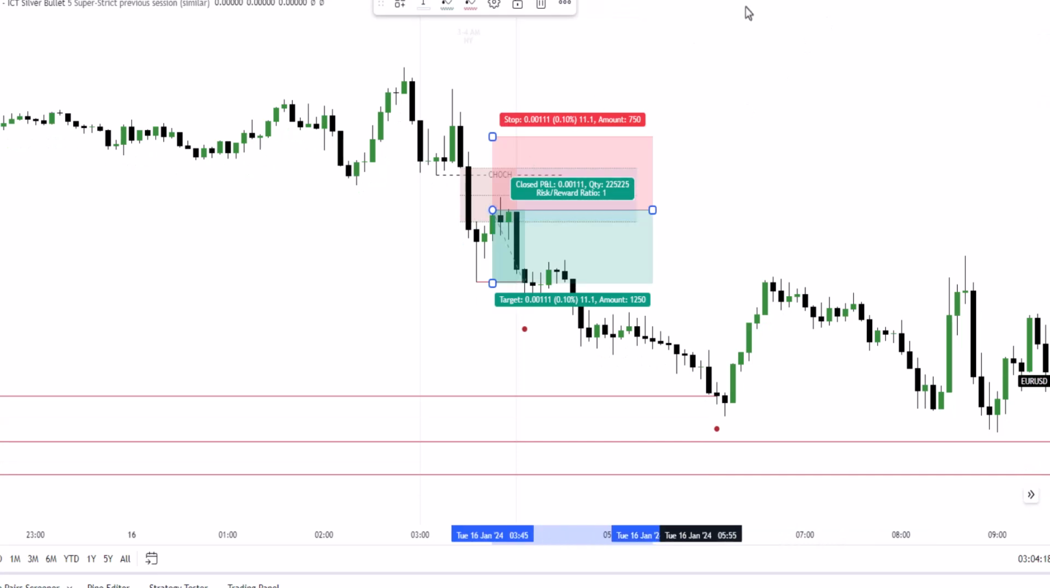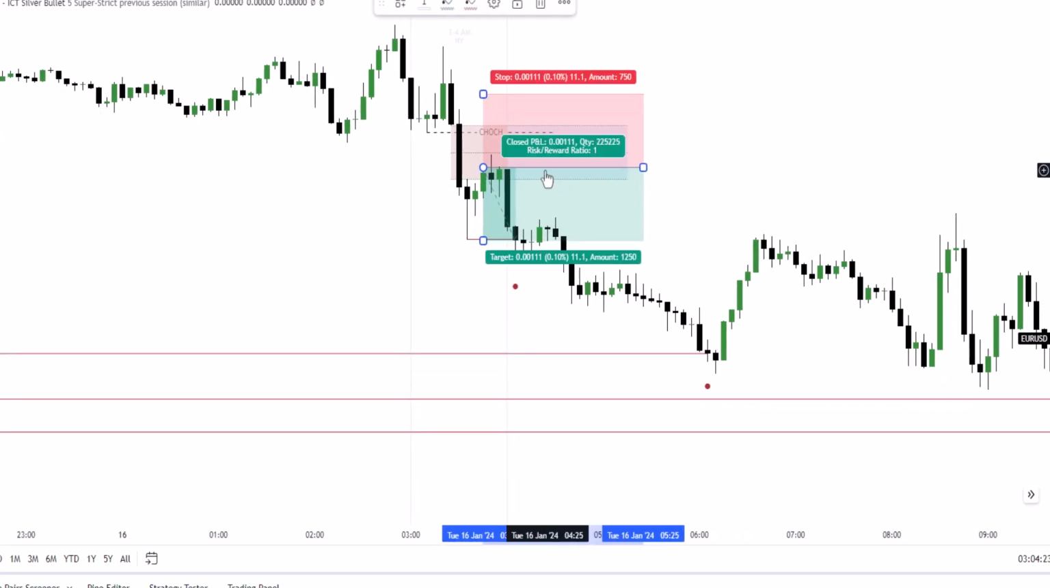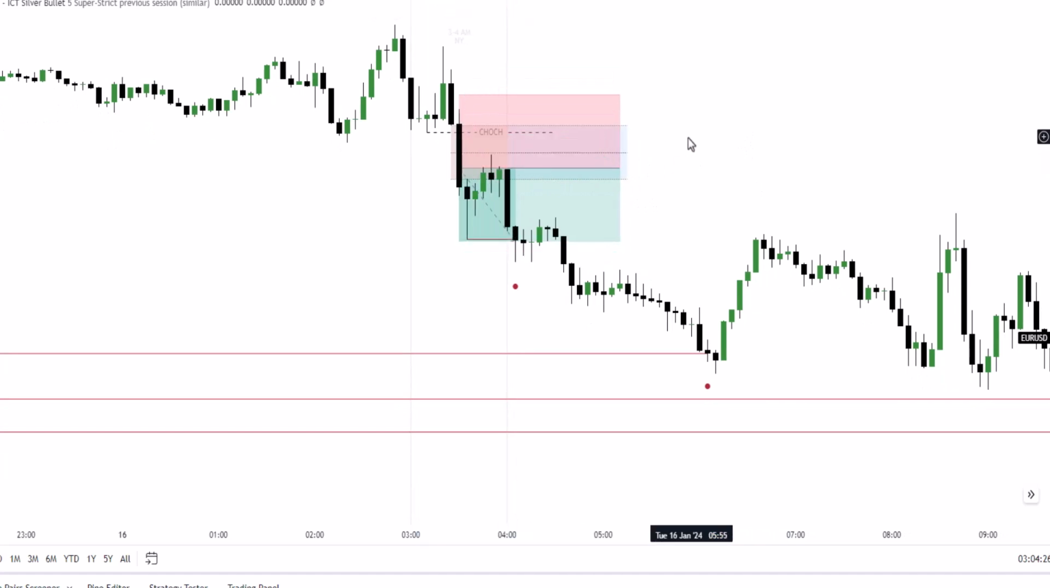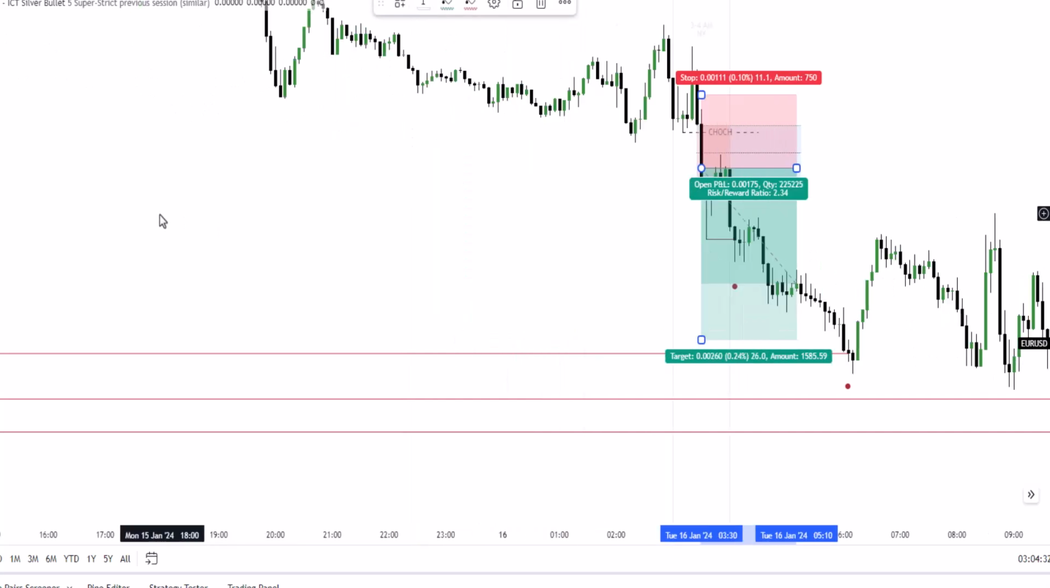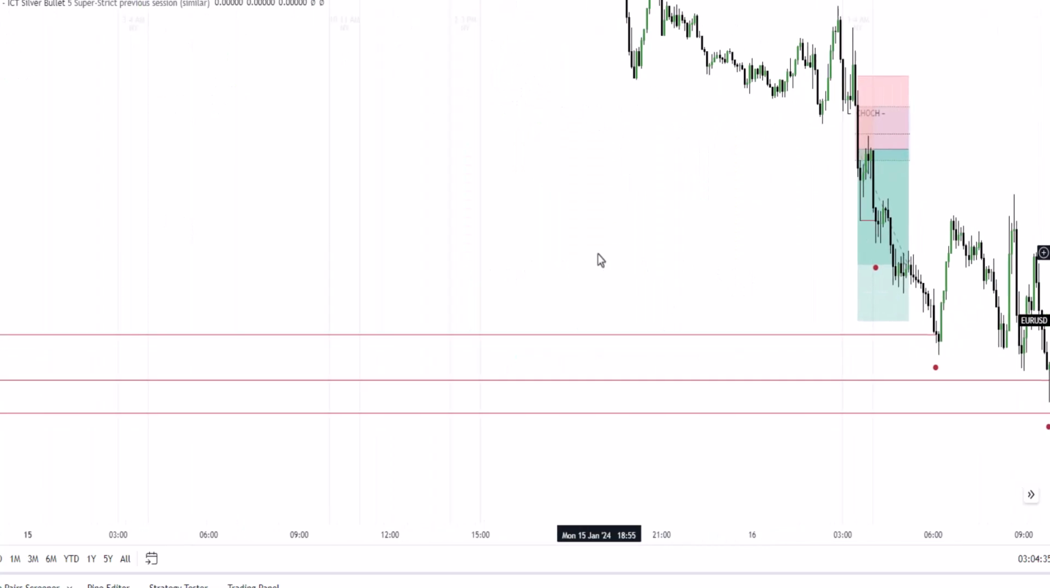According to ICT, as soon as price enters into this fair value gap, you get your entry. But then the question you may ask now is, where is my stop loss? Where is my TP? Now the stop loss is the most important one, and then your TP you can just target maybe a previous day liquidity.